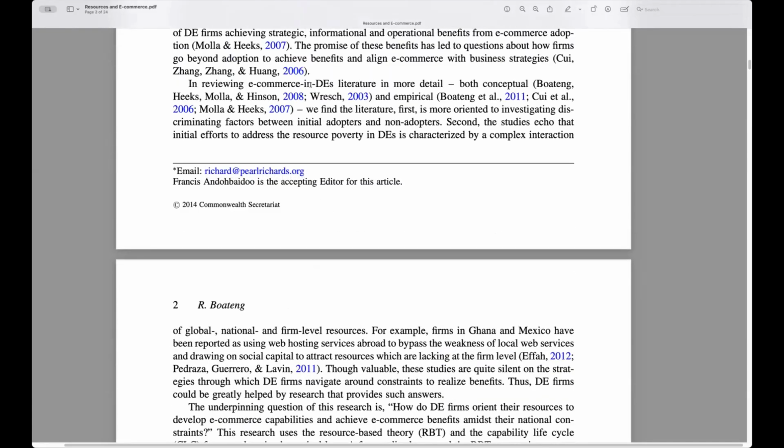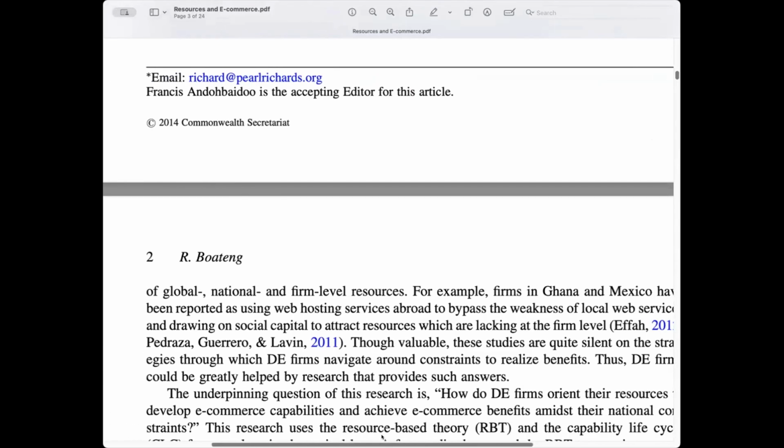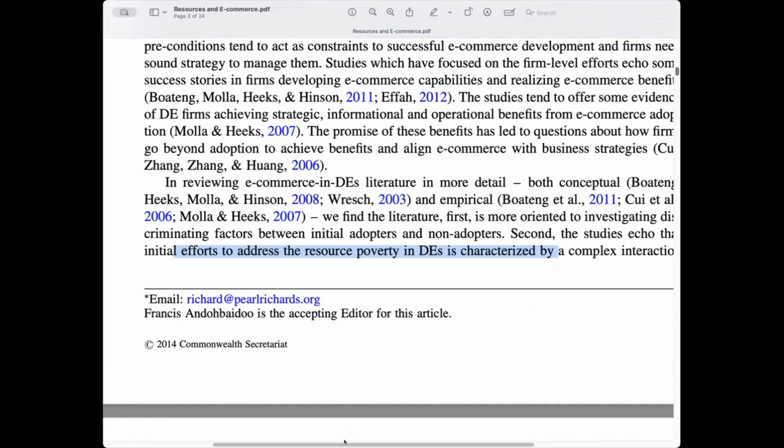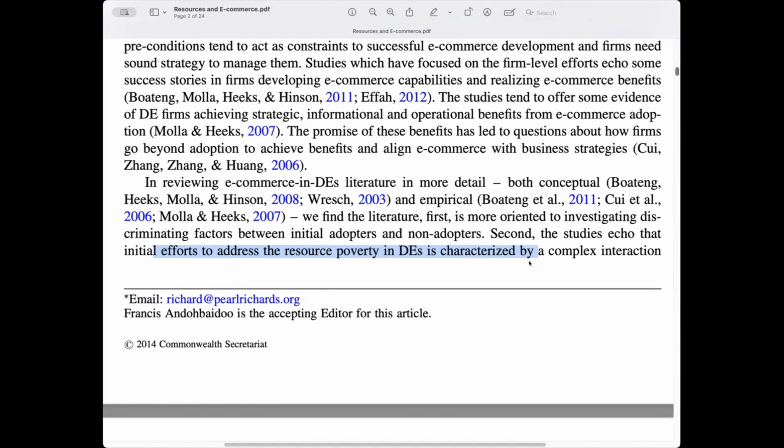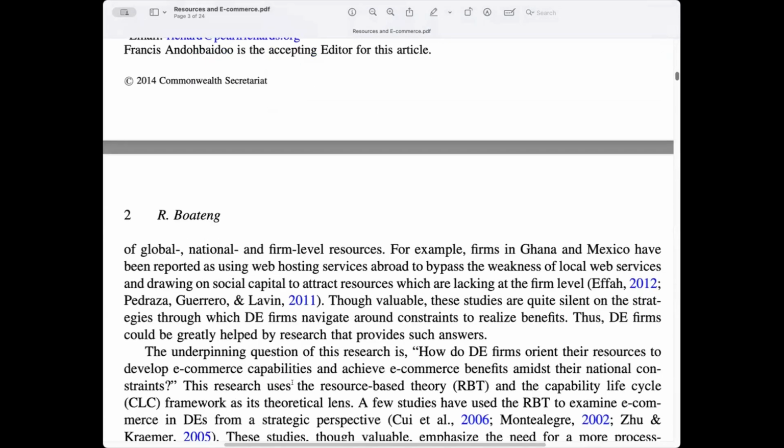In reviewing e-commerce in developing countries literature in more detail, both conceptual and empirical, we find literature first is more oriented to investigating discriminating factors in initial adopters and non-adopters. Second, the studies echo that initial efforts to address resource poverty in developing economies is characterized by, let me just try to zoom in a little bit, a complex interaction of global, national, and firm resources. And I give an example. The example I'm giving is a 2012 example, a 2011 example. Then I point the gap.